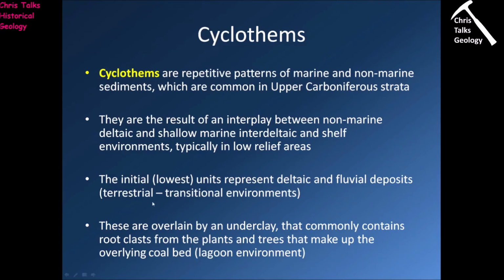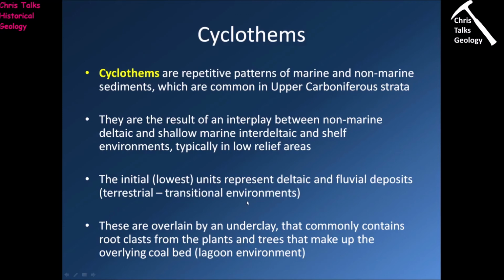So the initial units of your cyclothem are represented by deltaic and fluvial deposits. So these are river-related deposits. So fluvial, river, deltaic, obviously a delta, which is also going to be a river-related process. So we know we've got to be near the coast because we have deltas, and we know that we have large quantities of clastic sediment being moved into the area through rivers, and we can see that from these sediments.